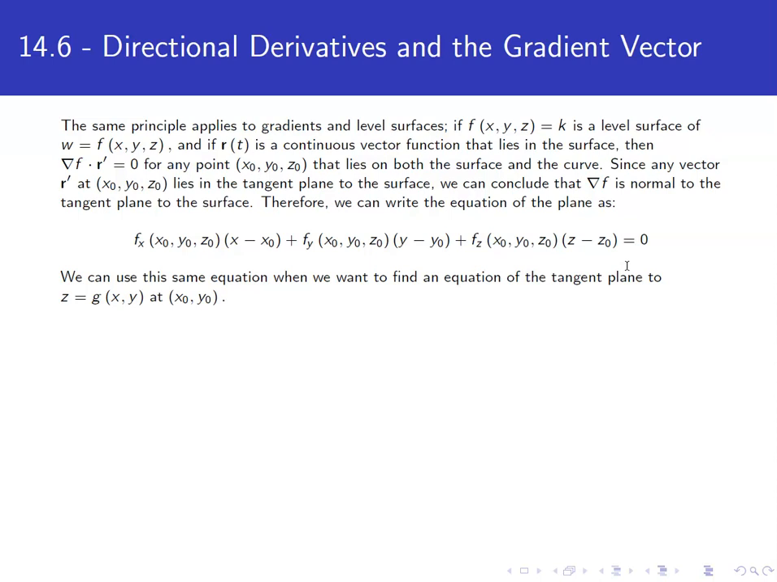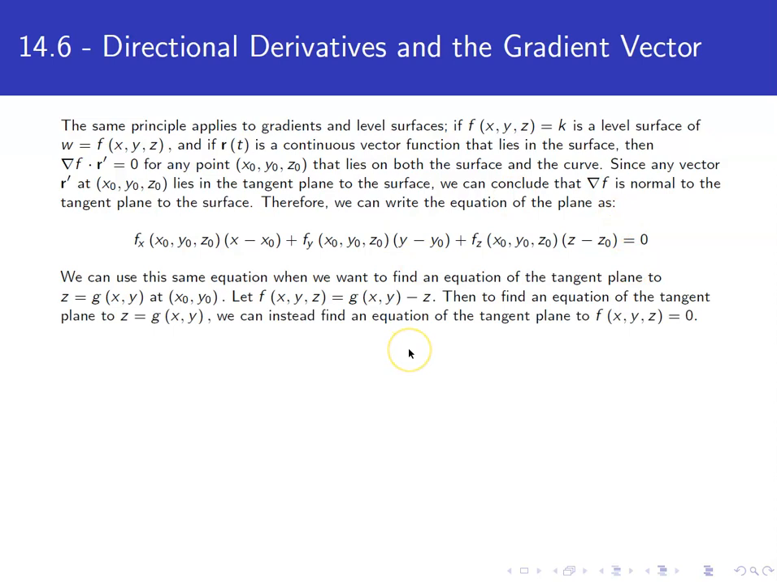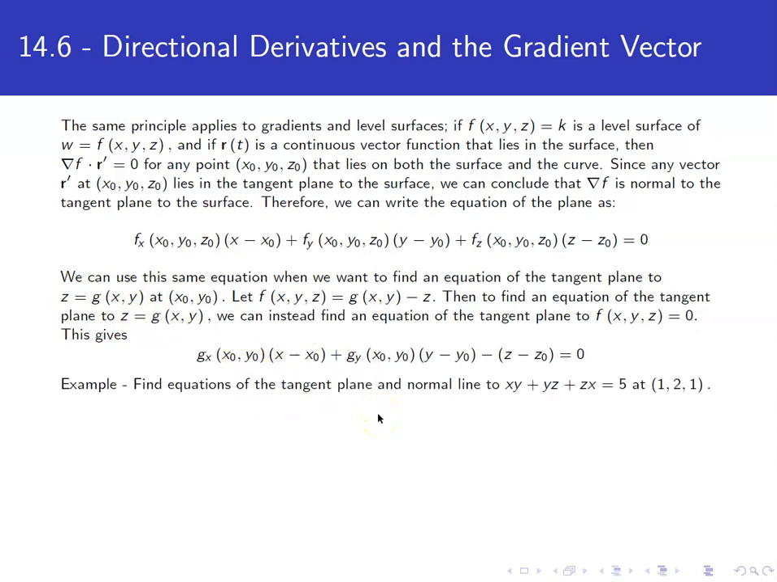We can use that now to find an equation of a tangent plane to a surface, to a level surface, I should say. It also works if we have just a tangent plane to a function of 2 variables, z equals g of x, y, because I can think of that as a function of 3 variables, and then I want the level surface equal to 0. So we can use the exact same equation. It's just that now your partial with respect to z turns into a -1. So this gives us the equation of the tangent plane to a surface g of x, y at the point x naught, y naught, and that agrees with our formula that we came up with before for tangent planes.